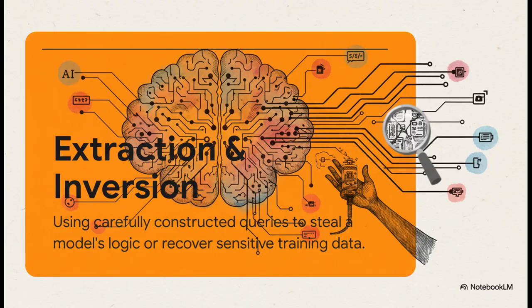And rounding out our trio of threats, we have extraction and inversion attacks. You can just think of this as high-tech espionage. Attackers send a whole series of clever questions to a live AI model. By analyzing how it responds, they can either steal the model itself, which is a company's valuable intellectual property, or even worse, they can actually reconstruct this sensitive, private data that the model was trained on. And that is a massive, massive breach.